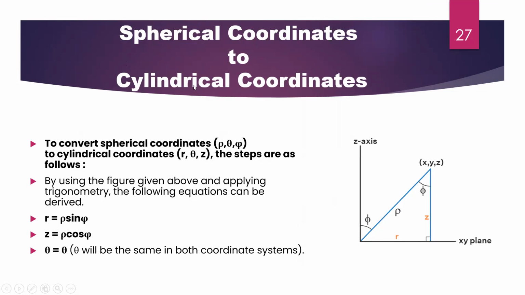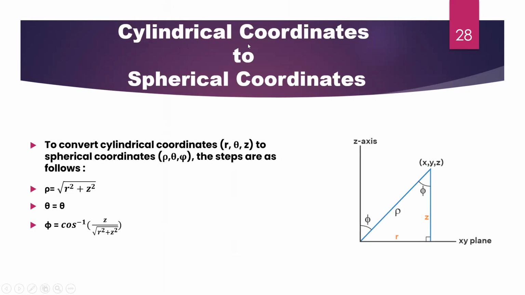Spherical coordinates to cylindrical coordinates. To convert spherical coordinates rho, theta, and phi to cylindrical coordinates r, theta, and z, the steps are as follows. By using the figure given above and applying trigonometry, the following equations can be derived: r equals rho sin phi, z is equal to rho cos phi, and theta will be the same in both coordinate systems.